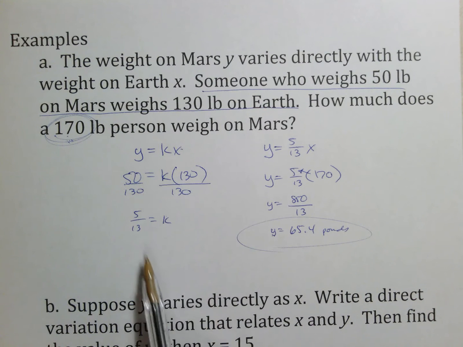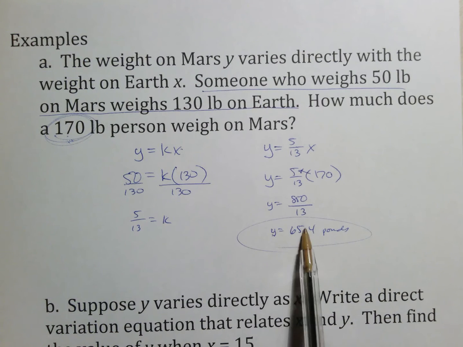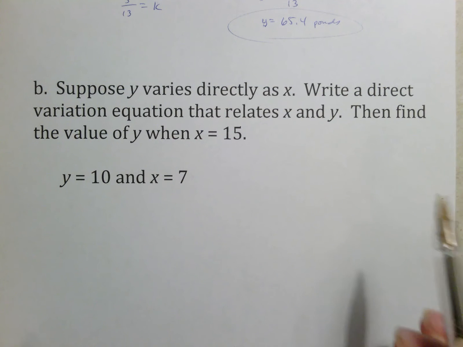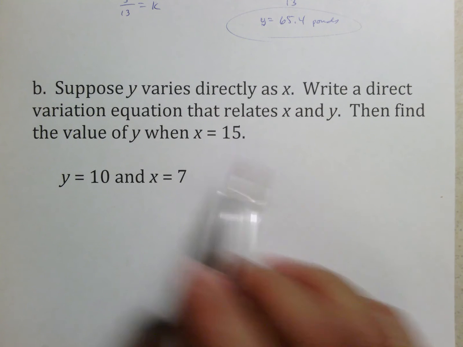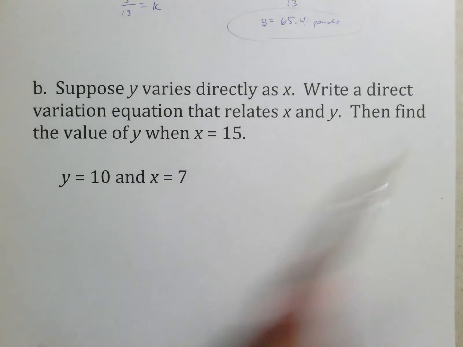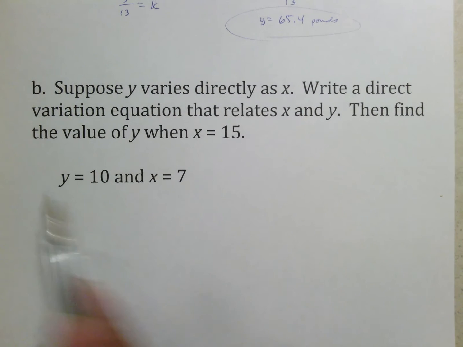2 columns. 1 column here to find k, 1 column here to find your second answer. Again, it's 2 jobs going on. You'll see a question that says, suppose y varies directly as x. Write a direct variation equation that relates x and y, then find the value of y when x equals 15. This is just a bunch of words, and this is just a part that goes with it.